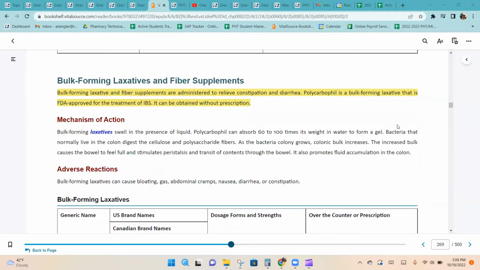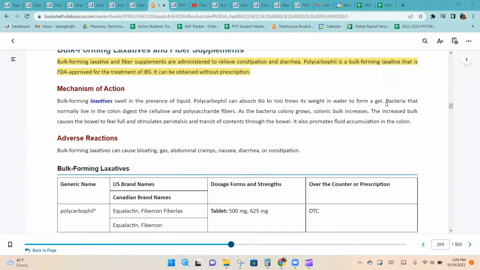Bulk forming laxatives and fiber supplements are administered to relieve constipation and diarrhea. Polycarbofil is a bulk forming laxative that is FDA approved for the treatment of IBS. It can be obtained without a prescription. Bulk forming laxatives swell in the presence of liquid. Polycarbofil can absorb 60 to 100 times its weight in water to form a gel.